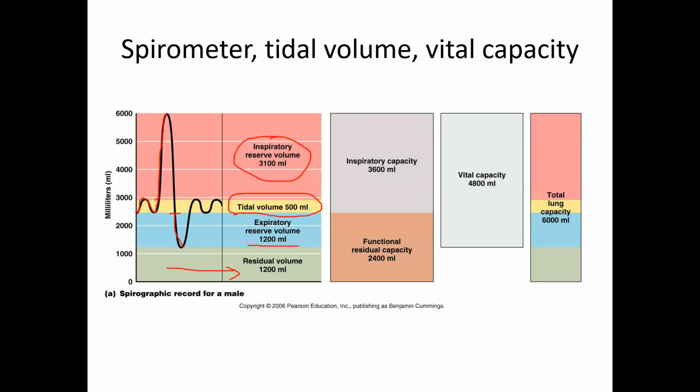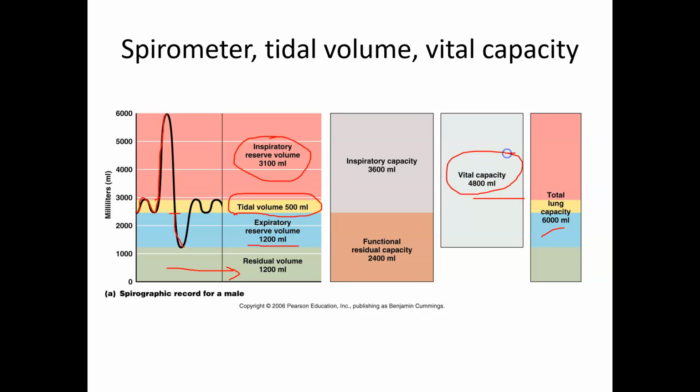That air that stays in them to prevent them from collapsing is called the residual volume. Next, you can also measure a couple of capacities, or you can do the math and add the volumes together to get a couple of different capacities. The only capacity that they have put in your lab manual is 2. You've got total lung capacity and vital capacity.